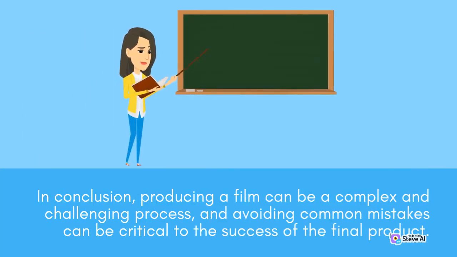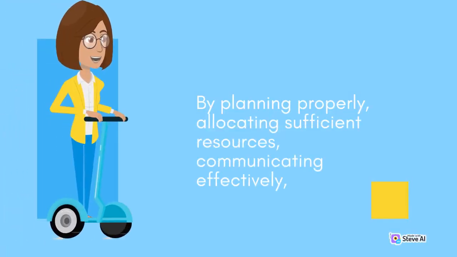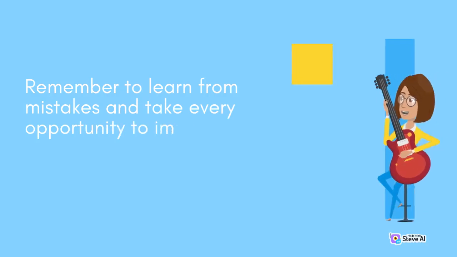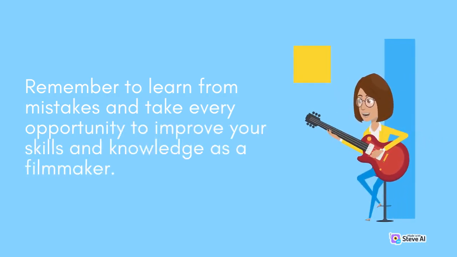In conclusion, producing a film can be a complex and challenging process, and avoiding common mistakes can be critical to the success of the final product. By planning properly, allocating sufficient resources, communicating effectively, taking the necessary time, and focusing on the story and characters, you can create a more engaging and memorable film. Remember to learn from mistakes and take every opportunity to improve your skills and knowledge as a filmmaker.